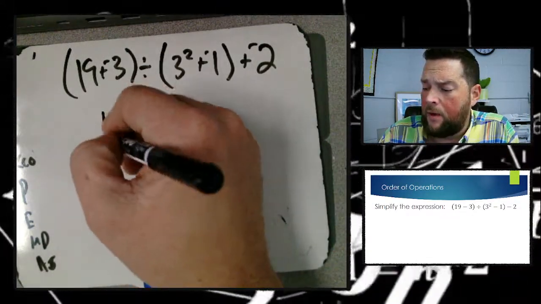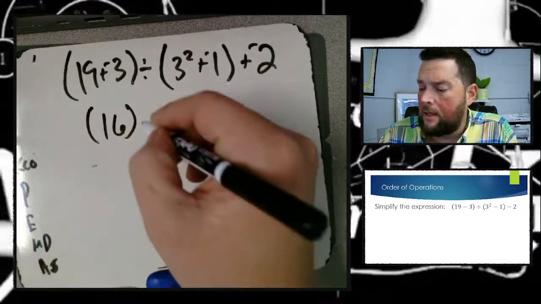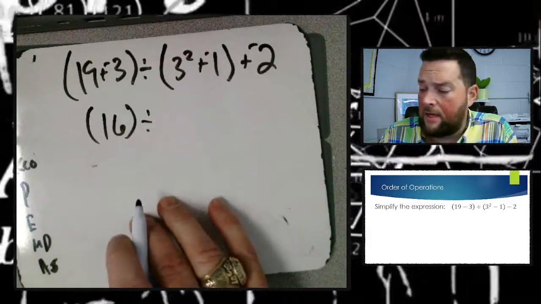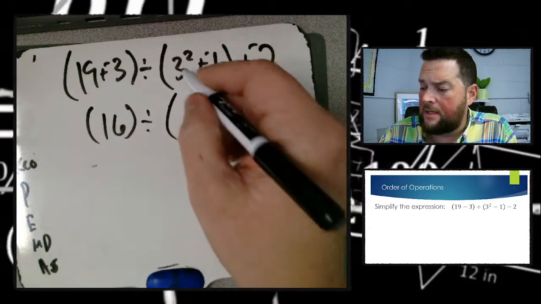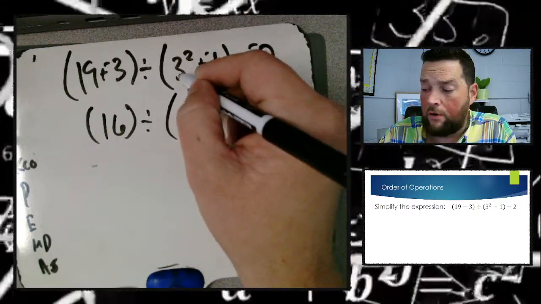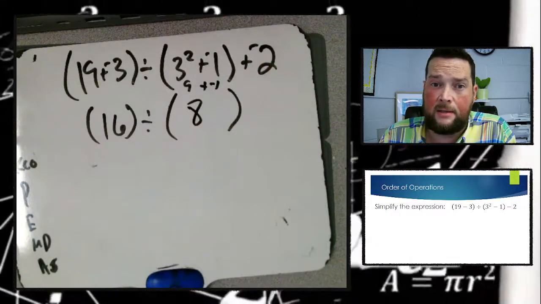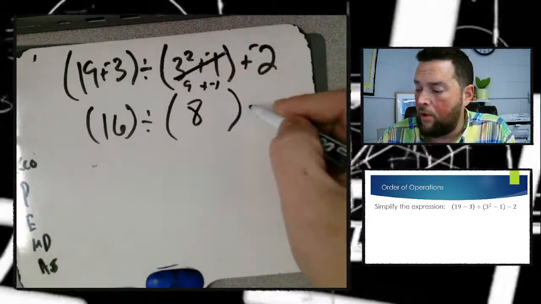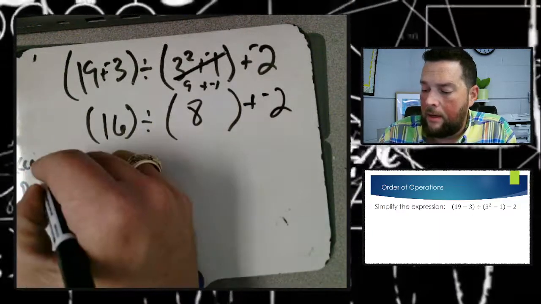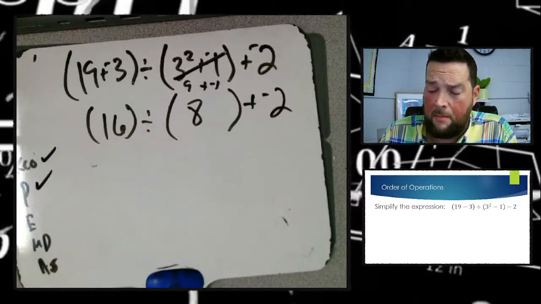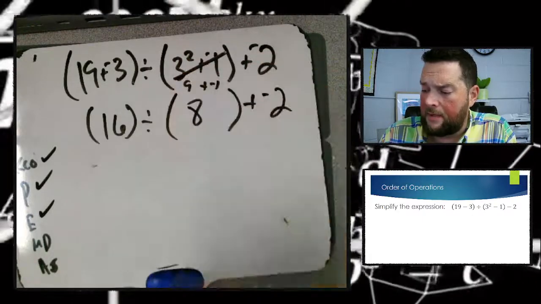19 plus negative 3, that's 16. That's my parentheses. I'm going to bring down this division because I haven't touched it yet. Inside this parentheses, I have 3 to the power of 2, that's 9. Plus negative 1, that's going to be an 8. All right, I did that math. I'm going to bring down everything I haven't touched. Did all my keep change opposite, all my parentheses. I don't have any exponents left because that was inside my parentheses.